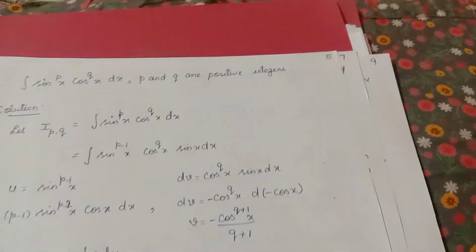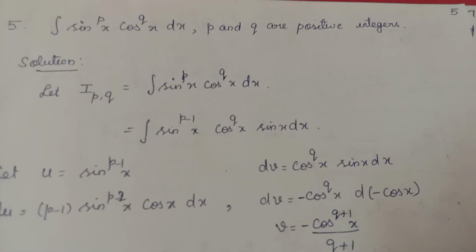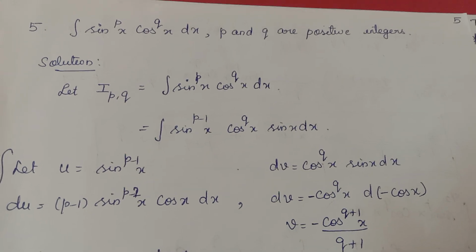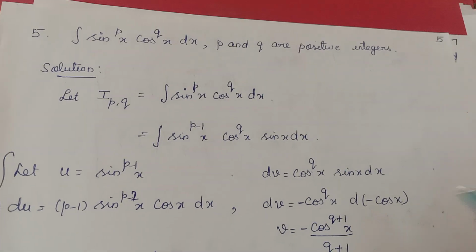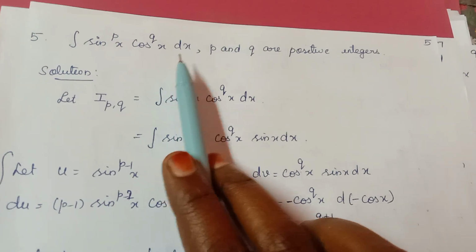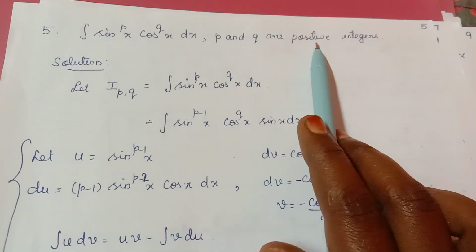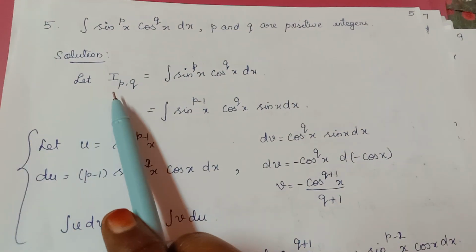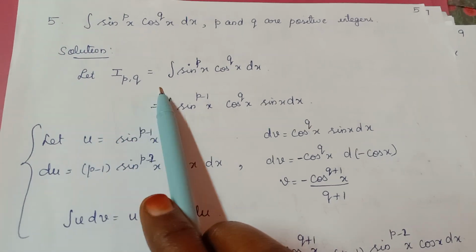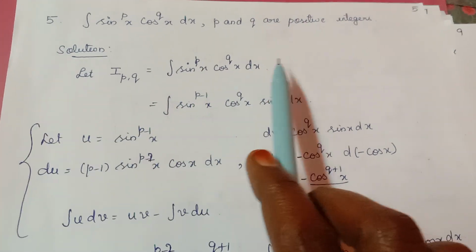Next, individually we have seen the reduction formula for sine theta and cos theta. Now we are going to see the product: sine power p x into cos power q x dx, where both p and q are positive integers. So let me take this as my I_{p,q}, equal to integral sine power p x into cos power q x dx.